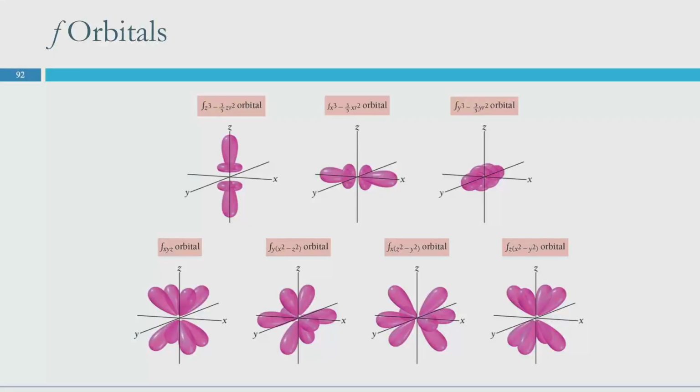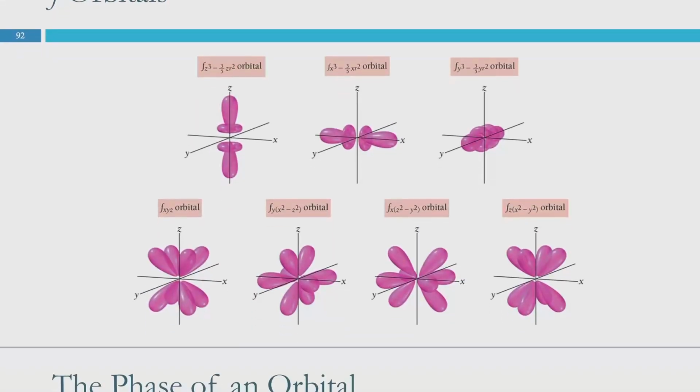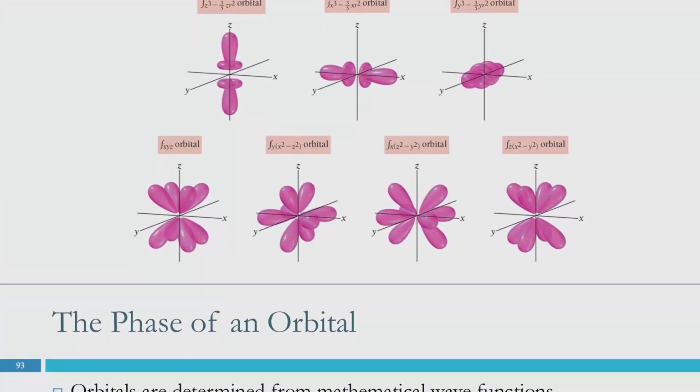And imagine if we added nodes, more nodes for higher n numbers. They'd look even crazier. So there's our f orbitals. They're big, they're scary, they're freakish. F for freak.